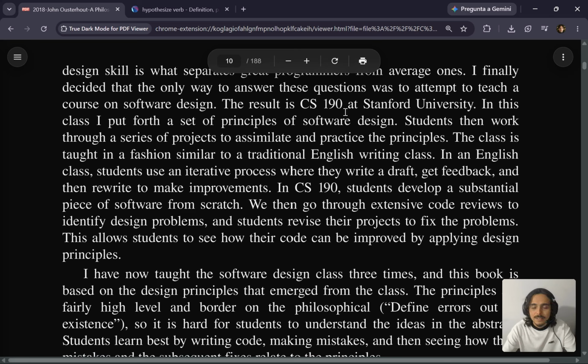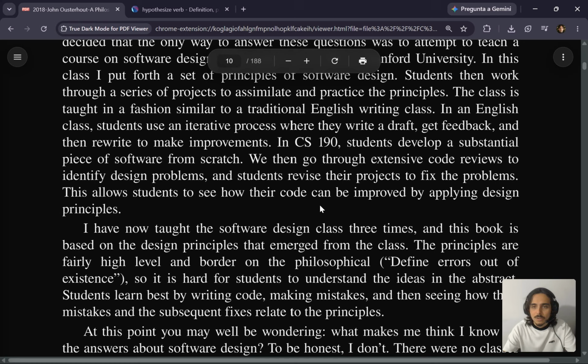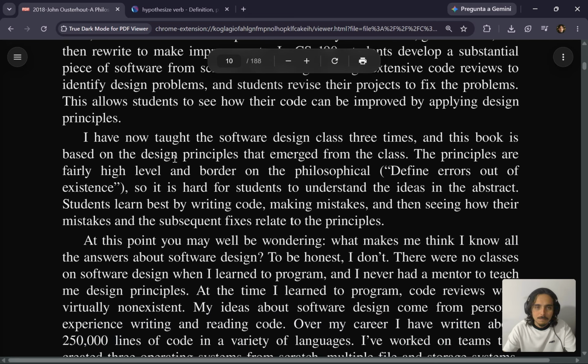The result is CS 190 at Stanford University. In this class, I put forth a set of principles of software design. Students then work through a series of projects to assimilate them. The class is taught in a fashion similar to a traditional English writing class. In an English class, students use an iterative process where they write a draft, get feedback, and then rewrite to make improvements. In CS 190, students develop a substantial piece of software from scratch. Then we go through extensive code reviews to identify design problems, and students revise their projects to fix the problems. This allows students to see how their code can be improved by applying design principles. I have now taught the software design class 3 times, and this book is based on the design principles that emerge from the class.